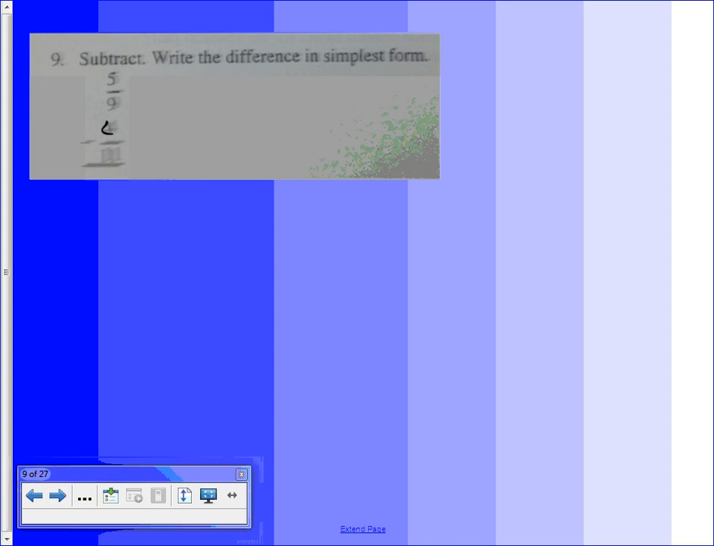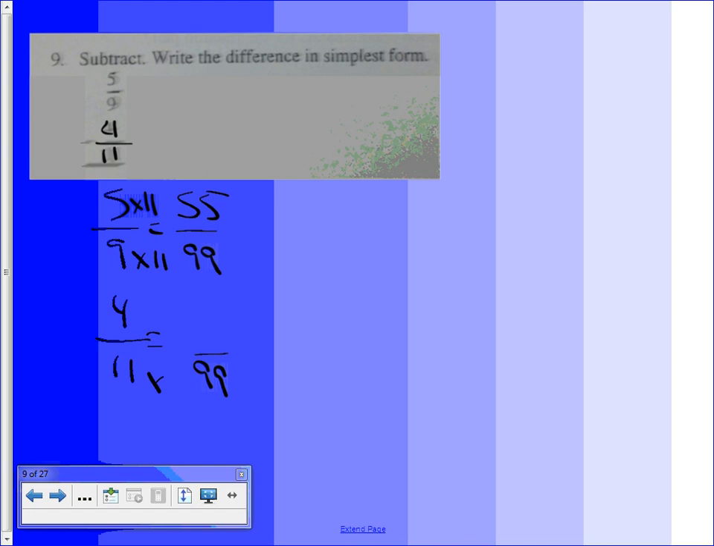I believe this is 4 over 11. We have 5/9 and 4 over 11. What can 9 and 11 both go into? They both go into 99. 9 times 11 is 99. 5 times 11 is 55. 11 times 9 is 99. 4 times 9 is 36.